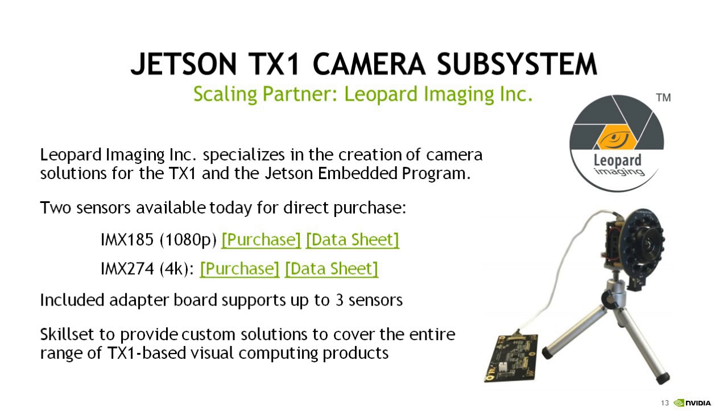Leopard currently offers 2 off-the-shelf sensors that work out of the box with the TX1 development kit. The IMX185, which is 1080p, and the IMX274, which is 4K, are the 2 sensors that are available today. Each sensor comes with an adapter board that plugs into the TX1 dev kit carrier board, and the current adapter board supports the use of up to 3 sensors. These devices are available for purchase from Leopard's website.